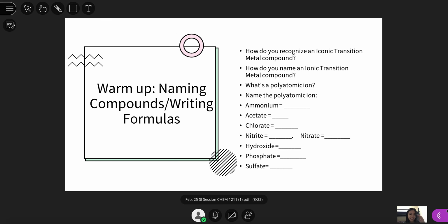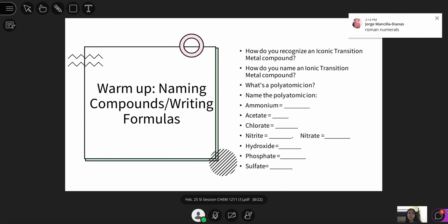And then now we're going to do ionic transition metals. So how do you recognize it? How do you recognize an ionic transition metal compound? When you look at it, how would you know immediately that it involves a metal in the middle of the periodic table? What is associated with it? Roman numerals, yes, exactly.